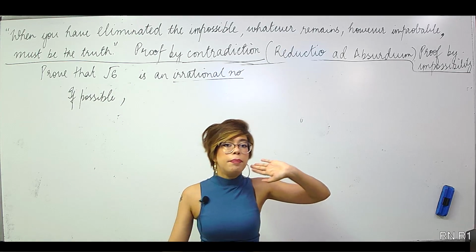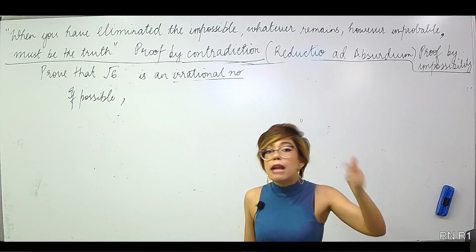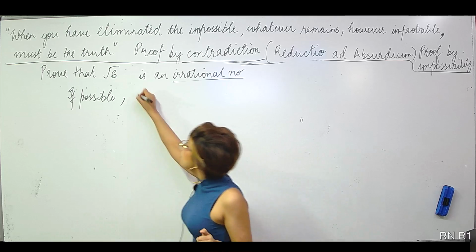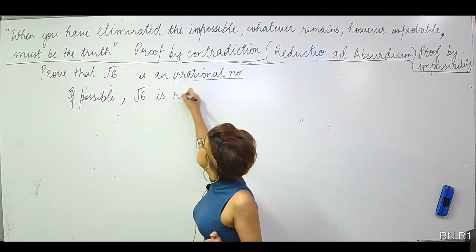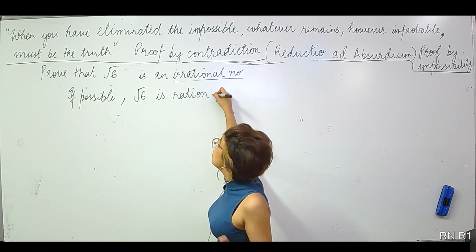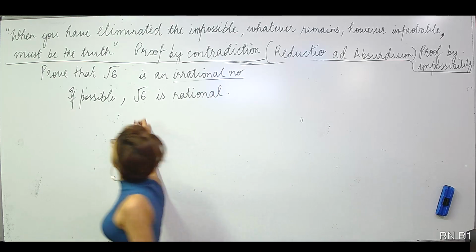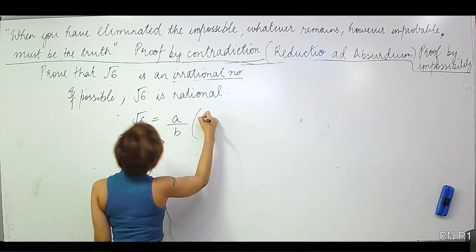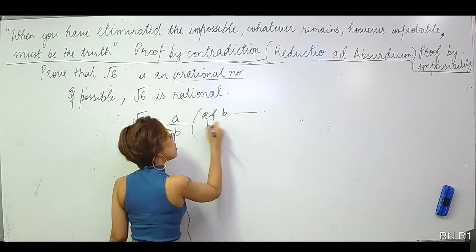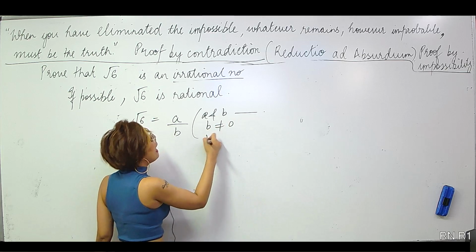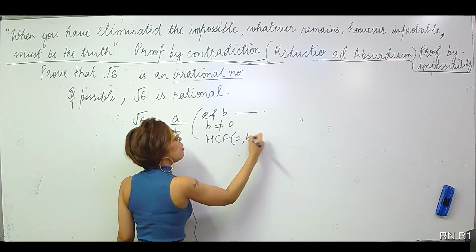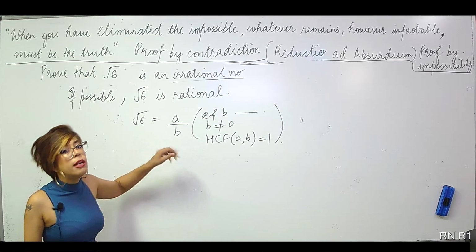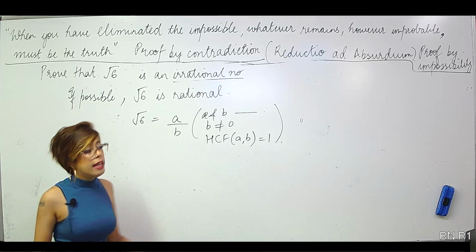Again, I will go by proof by contradiction, right? So that means I will assume the wrong thing. That means I would assume that root 6 is rational. The wrong thing has to be assumed, so root 6 is rational. That means root 6 can be written as the ratio of two quantities A and B, where A and B are integers, obviously B is not equal to 0, and HCF of A and B is equal to 1. Because I can write any rational number in the lowest form, and I will do that, right?